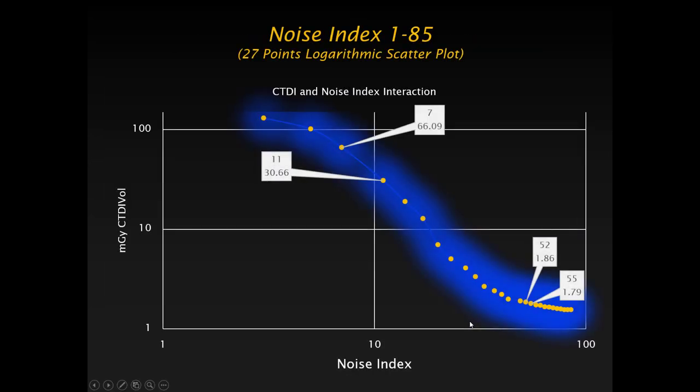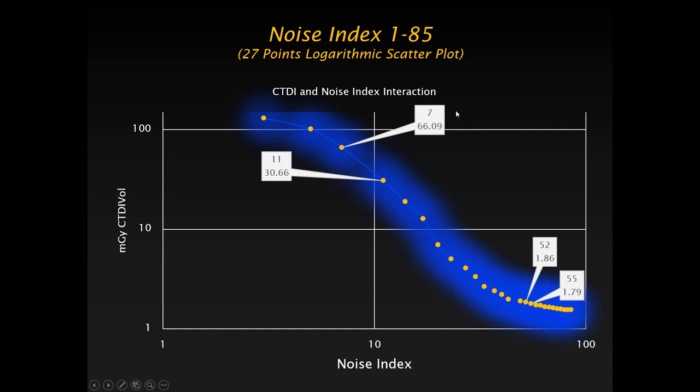One thing to keep in mind is that your noise index is not linear, it's logarithmic, and it scatters accordingly. And so on our vertical axis, we have milligray CTDI, and on our horizontal axis, we have our noise index. It says 1 to 100, but really it stops at 85. You can see there are no plots here at 100. And let's just take a look at a few of these values. So the third value that I have is a noise index of 7, gives me 66 milligray, and a noise index of 11 gives me 30 milligray, right?